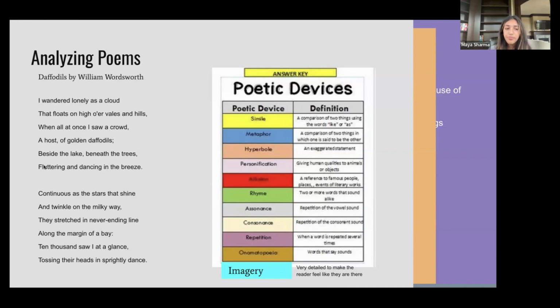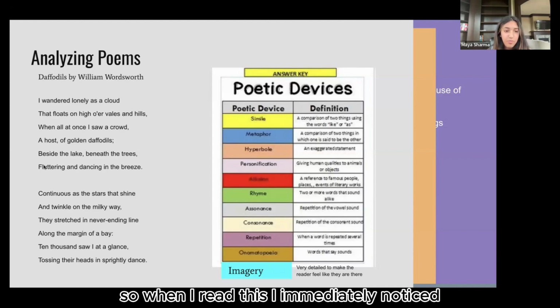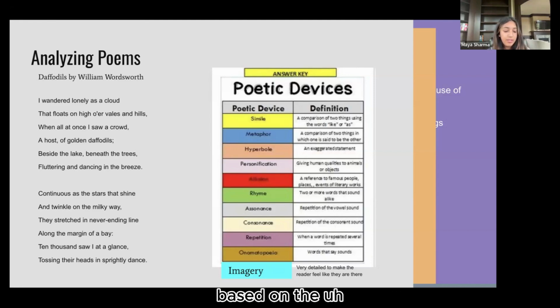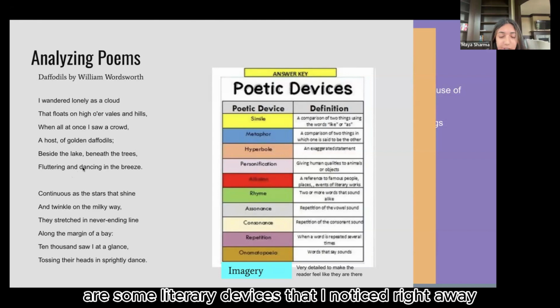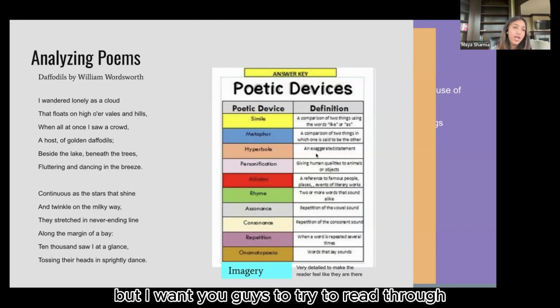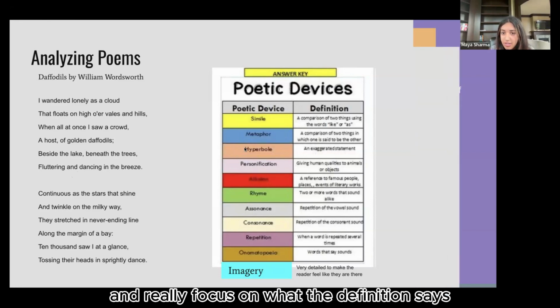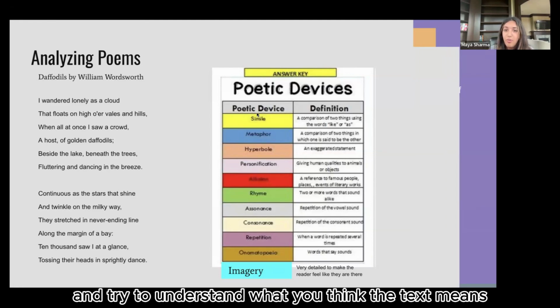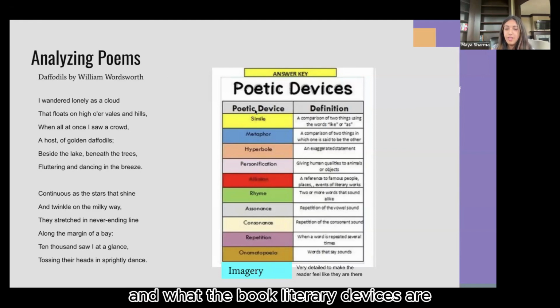Okay. So when I read this, I immediately notice that we are talking about daffodils, right? Based on the text. And there are some literary devices that I noticed right away, but I want you guys to try to read through and really focus on what the definition says and try to understand what you think the text means and what the literary devices are.